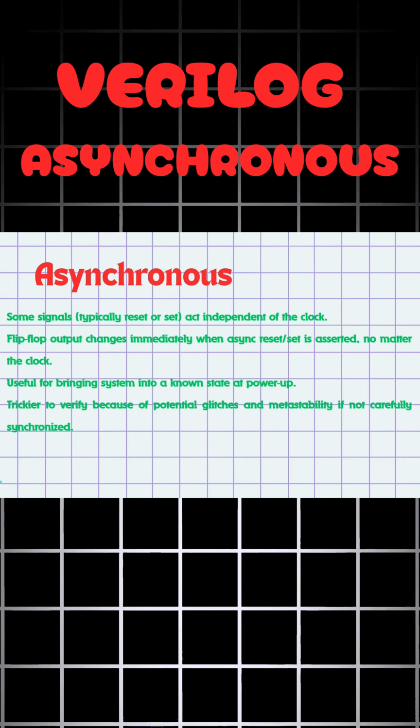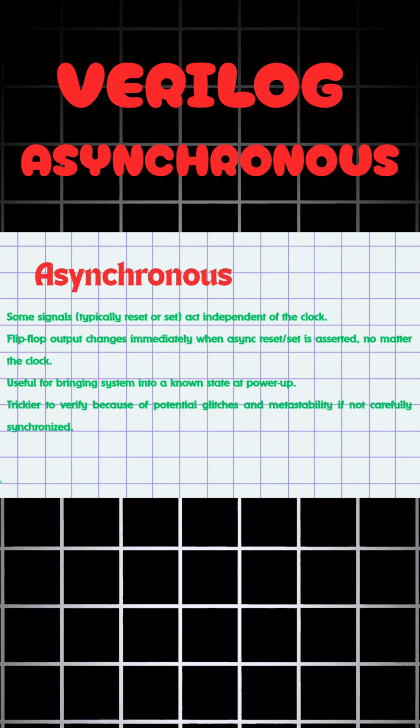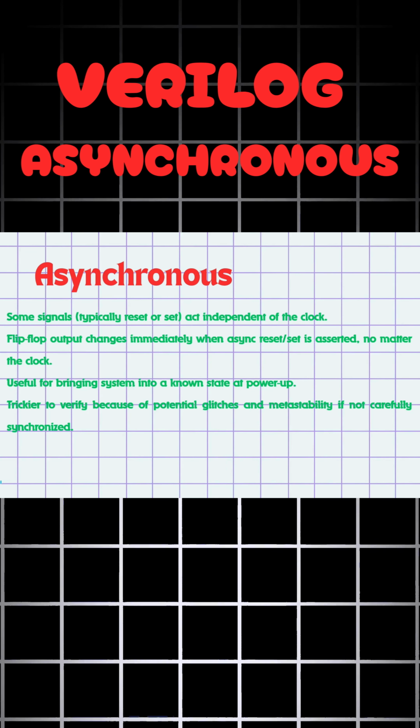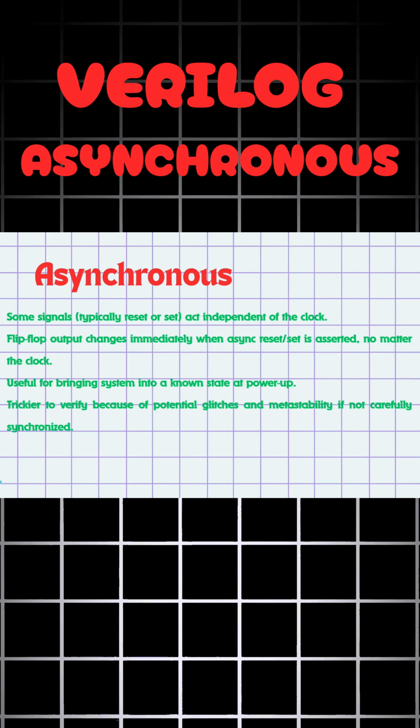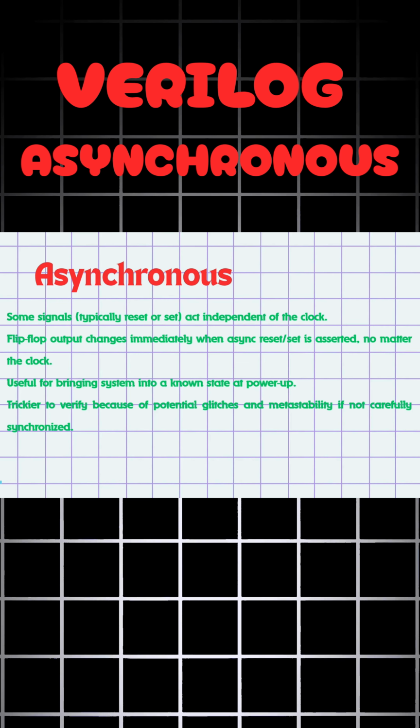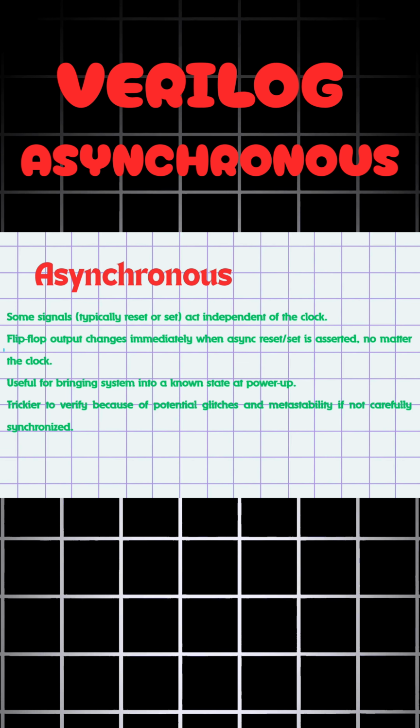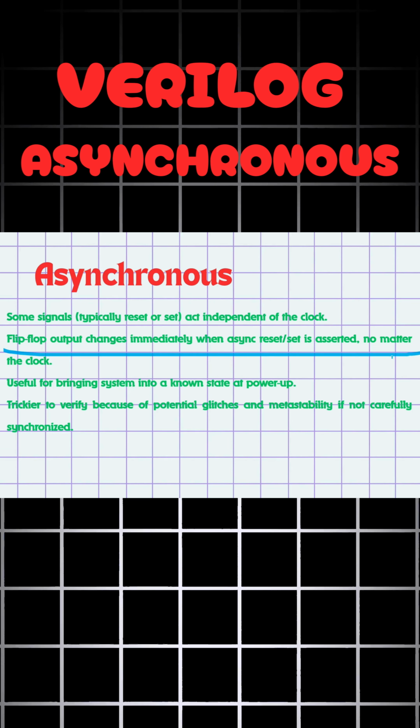Now what is asynchronous? It is the opposite of synchronous, meaning there may be some signal which works independently, without synchronization of the clock. A signal which is not dependent on the clock is an asynchronous signal. For example, reset or set in a flop: whenever there is a reset, the output is 0, so it is asynchronous, not related to our clock, and useful for bringing the system into a known state at power up.